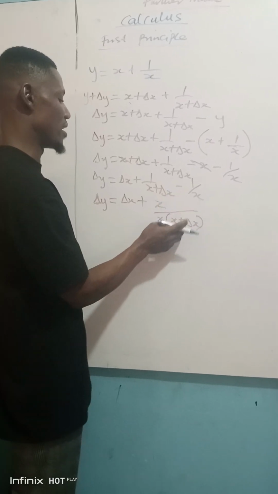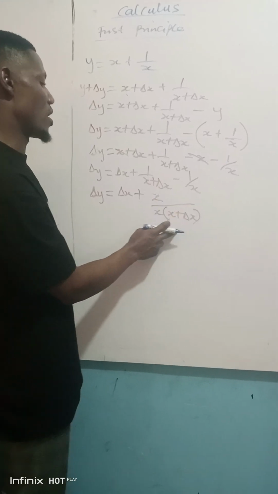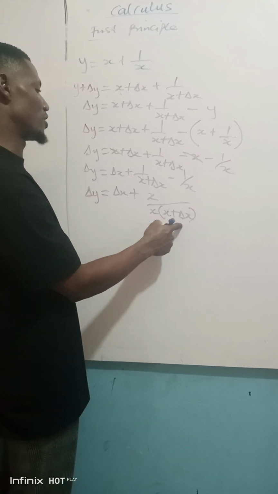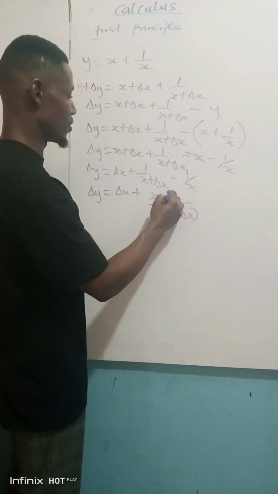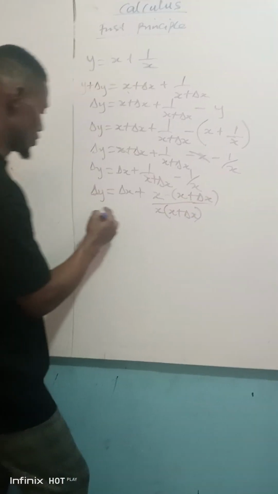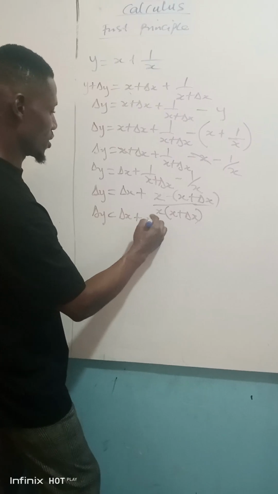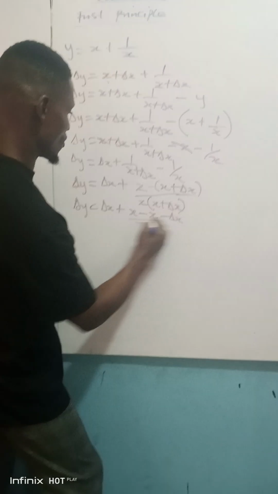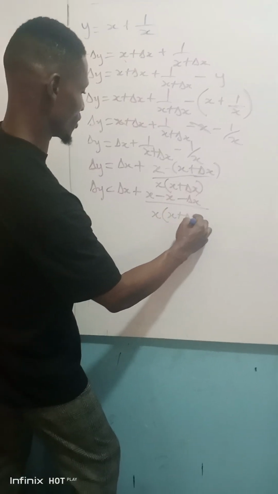Now when we divide this with x, we will have x plus change in x left. Then x plus change in x multiplying by minus 1, we will now be having minus into bracket x plus change in x. So we now have change in y equals change in x plus x minus change in x, all over x into bracket x plus change in x.